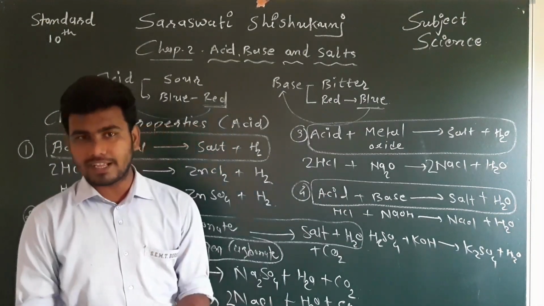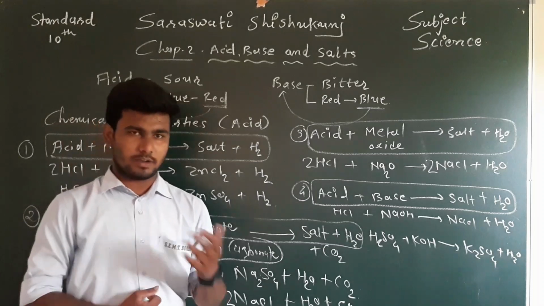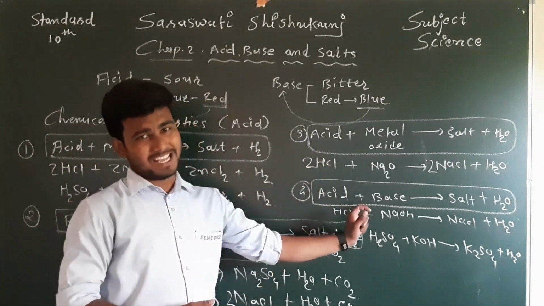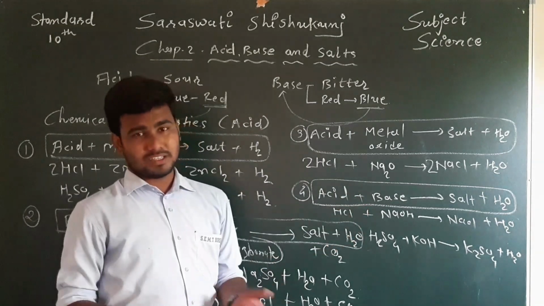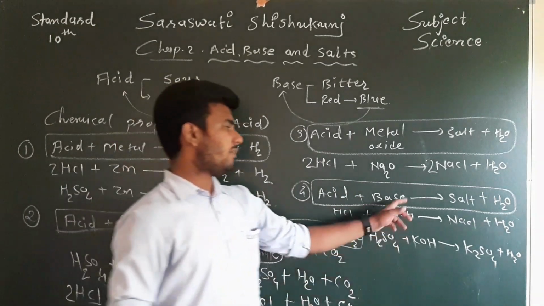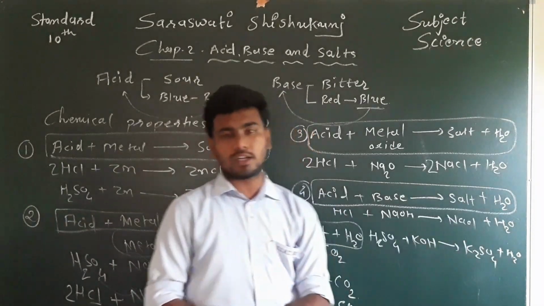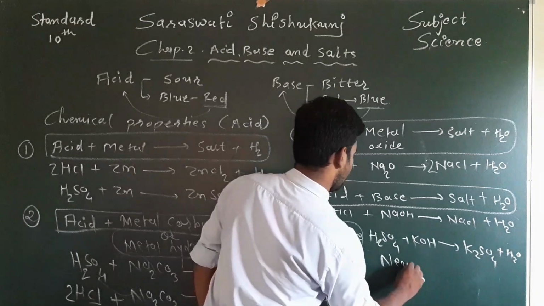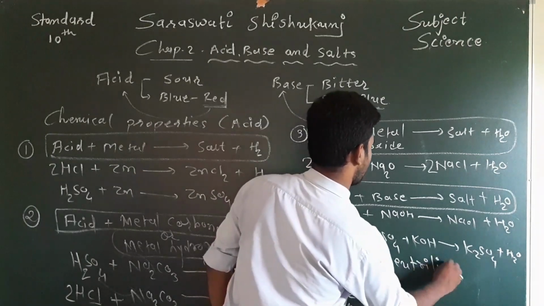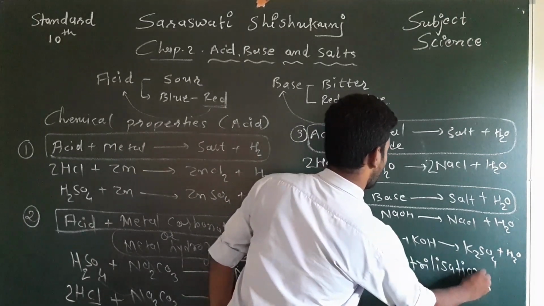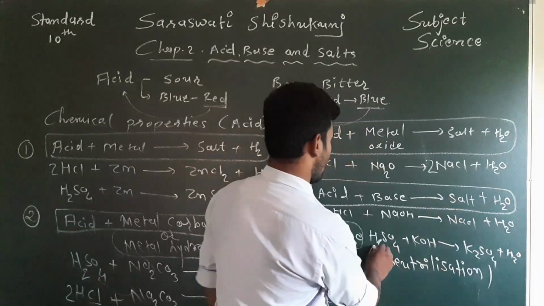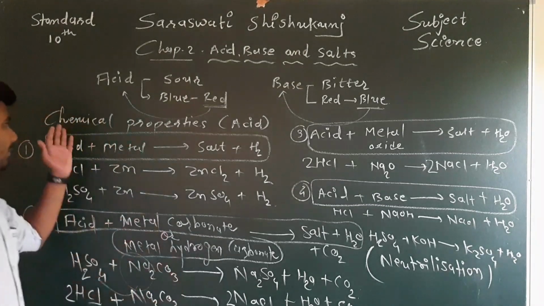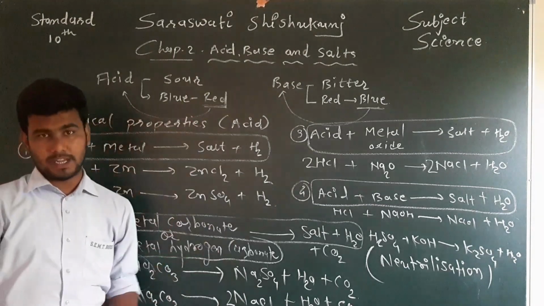So what is called neutralization reaction? This type of question can be asked to you. In that we will write that when acid reacts with base, they nullify their effect and result in salt and water. So that reaction is called neutralization reaction, or it is called titration reaction. This way, I have explained the chemical properties of acid.